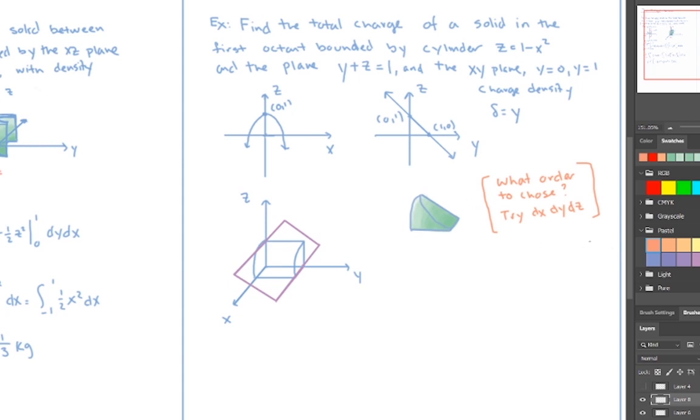This is kind of guess and check, so I'm guessing dx first. This makes sense to me because when I imagine shooting the laser beam parallel to the x-axis, it looks like I'm always entering at the back wall back here, and then no matter how I shoot it, it's always going to come out on the side of this cylinder, because this plane doesn't tilt up or down in the x direction at all.